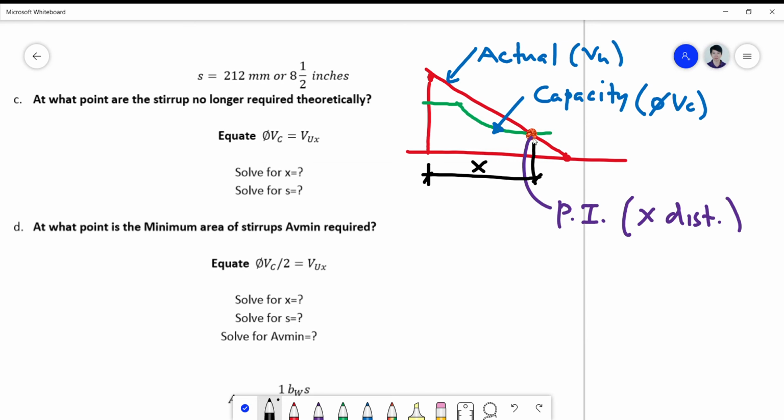Okay, so how do you solve a distance of the point of intersection? We simply equate the two equations. Okay, so phi VC and VU at x distance, and then solve for x and solve for the spacing. So how do you equate it now? So in this particular problem, I want you to do it. Okay, if the equation of VC is 1 over 7 square root of 20 plus 120 times 0.025.